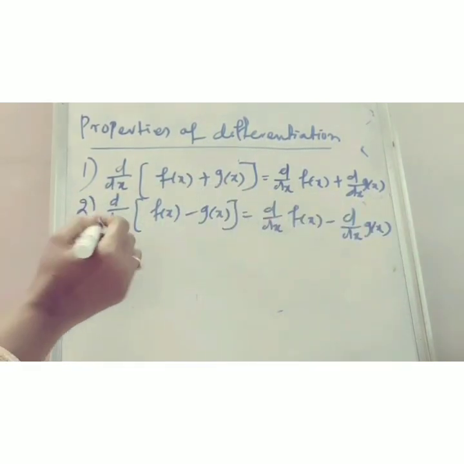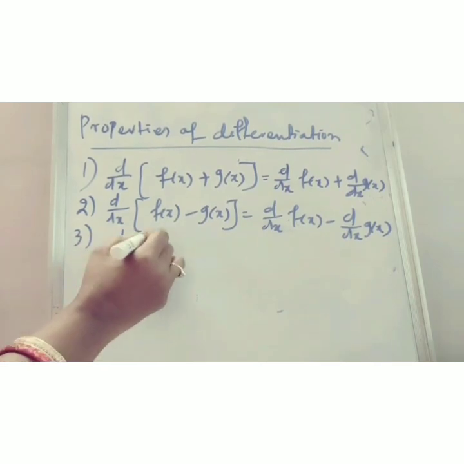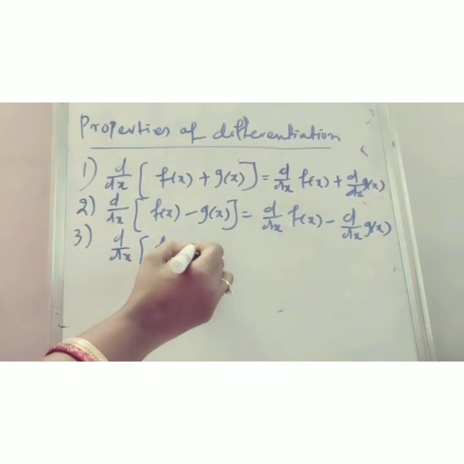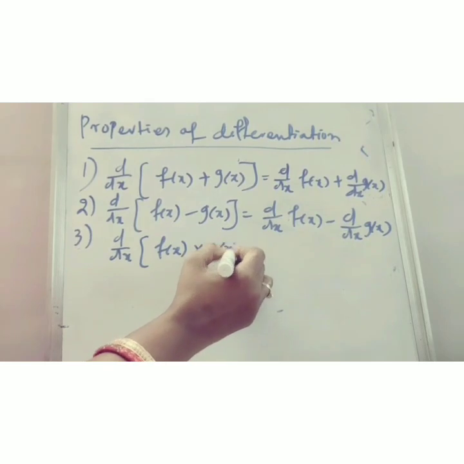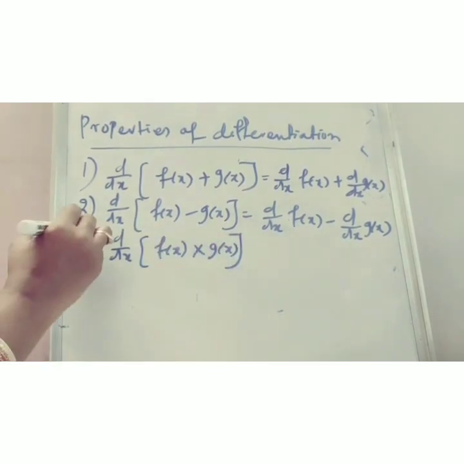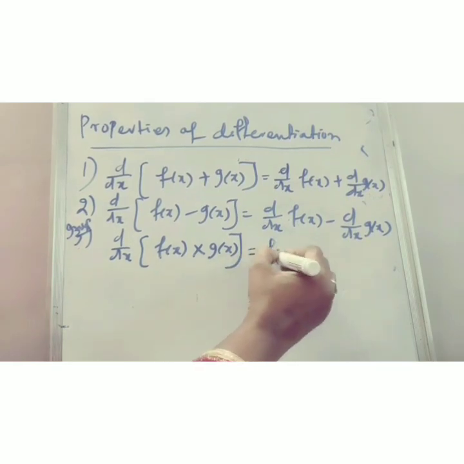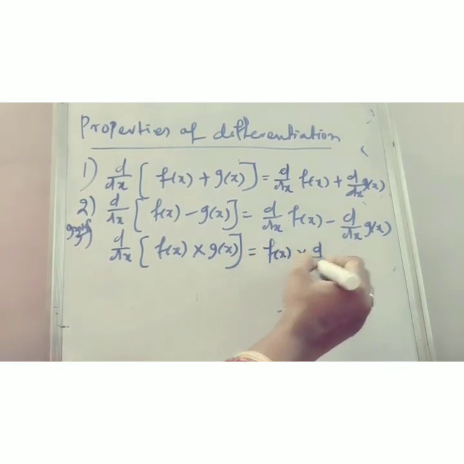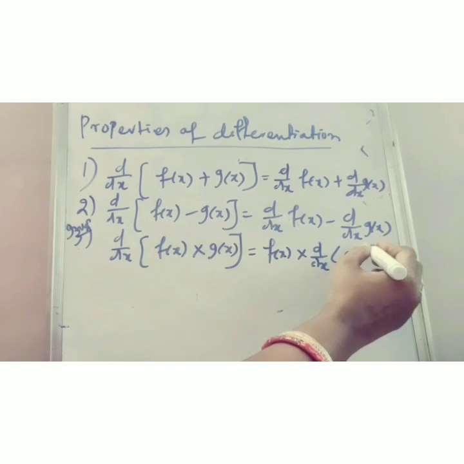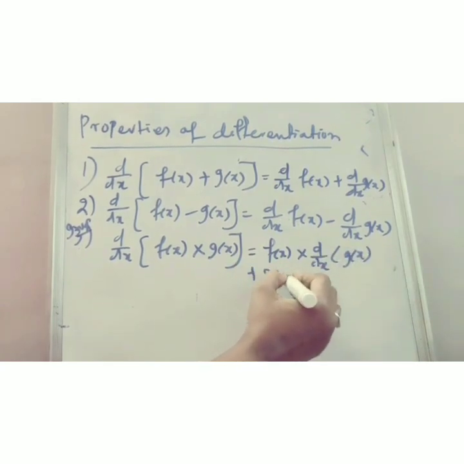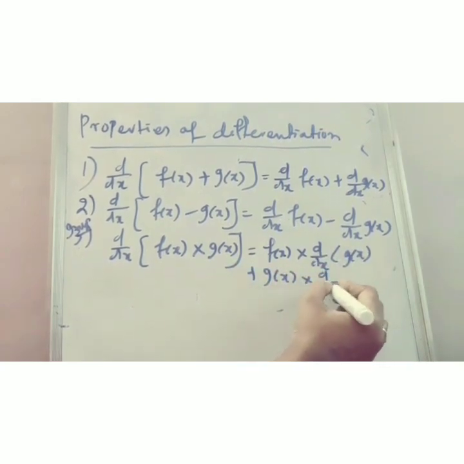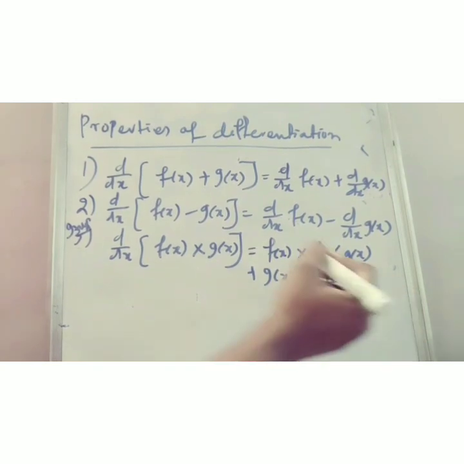Number 3 property, d by dx of the product of two functions f of x into g of x. This is an important property, is equal to f of x into d by dx of g of x plus g of x into d by dx of f of x.